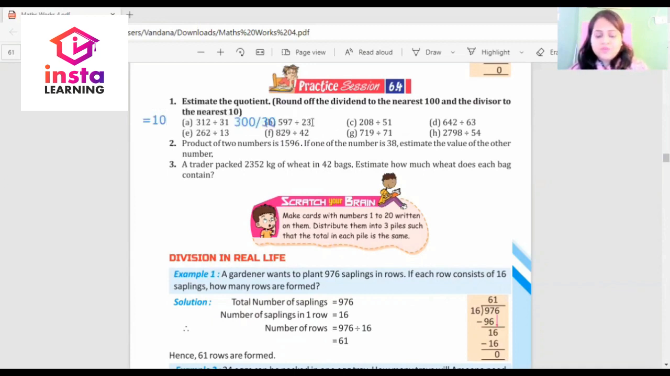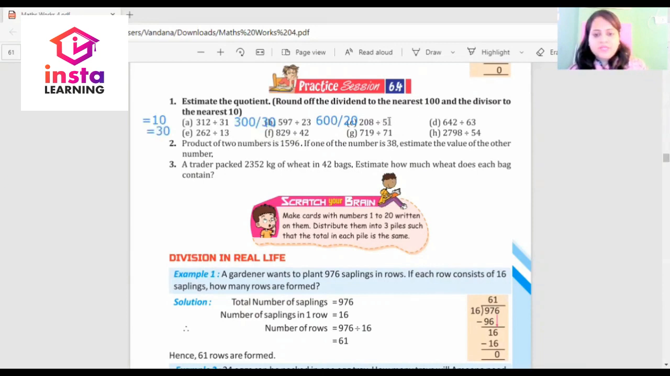Now, this is your number 597. So write here 600, round off to the nearest 10 and divided by here 20. So you will get the answer 30. Okay. So write your answer 30 here.